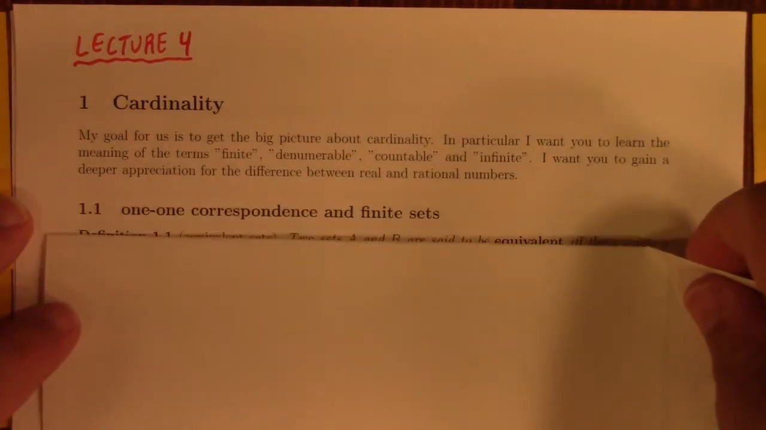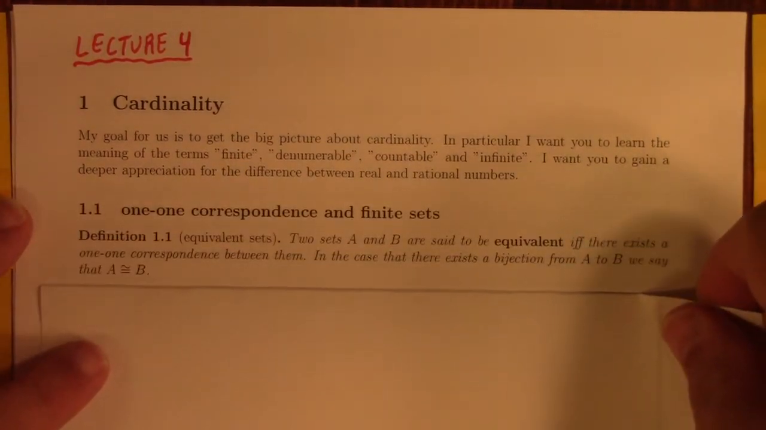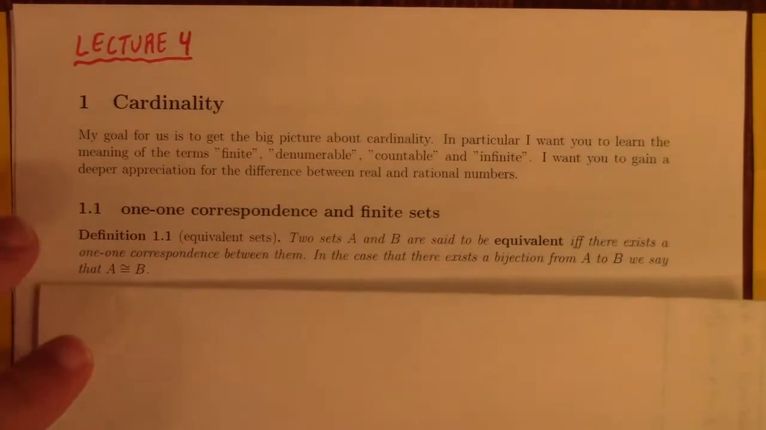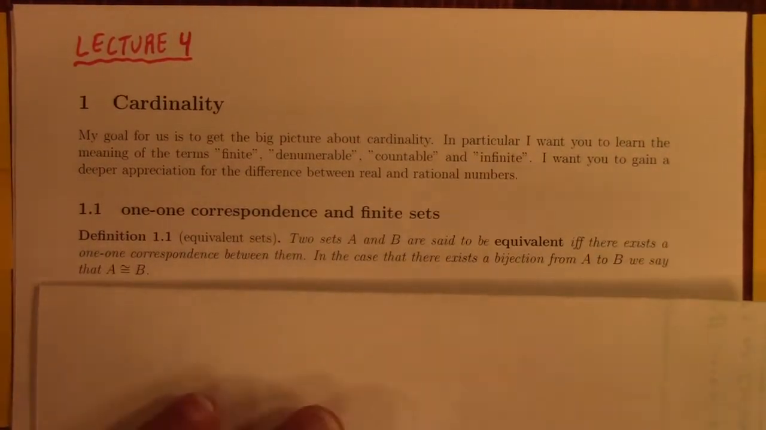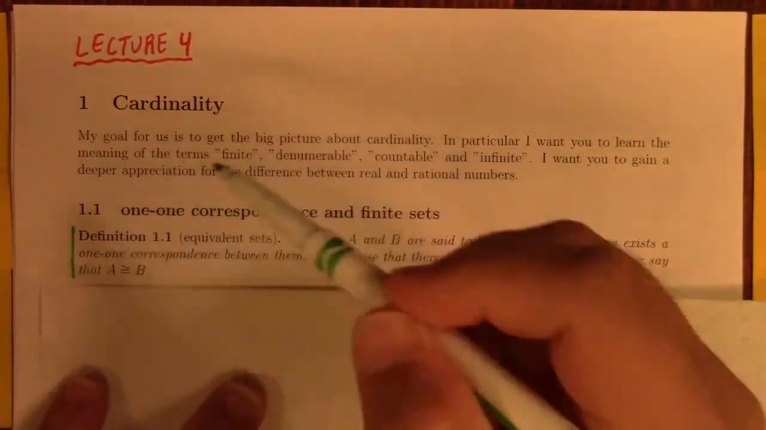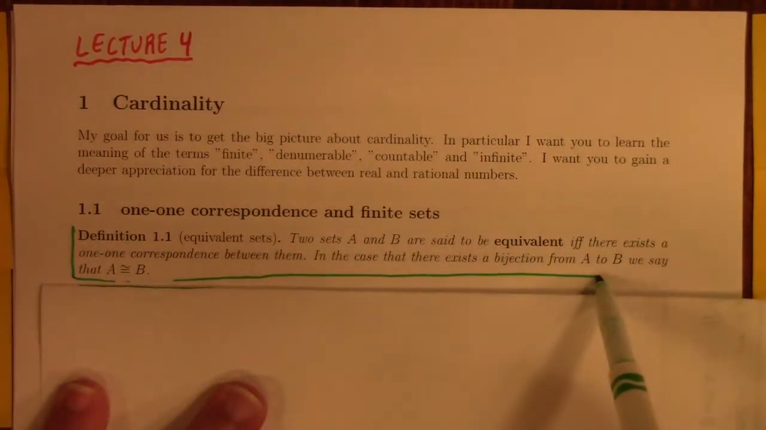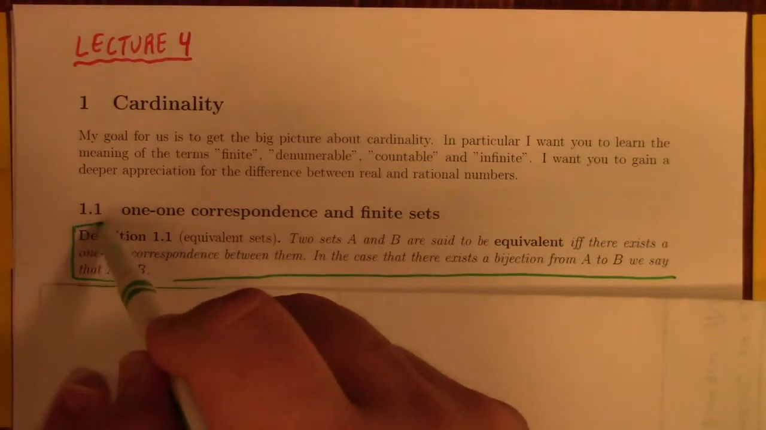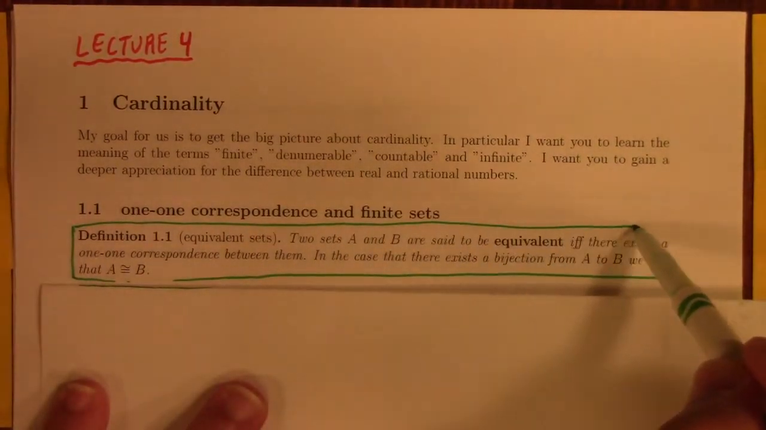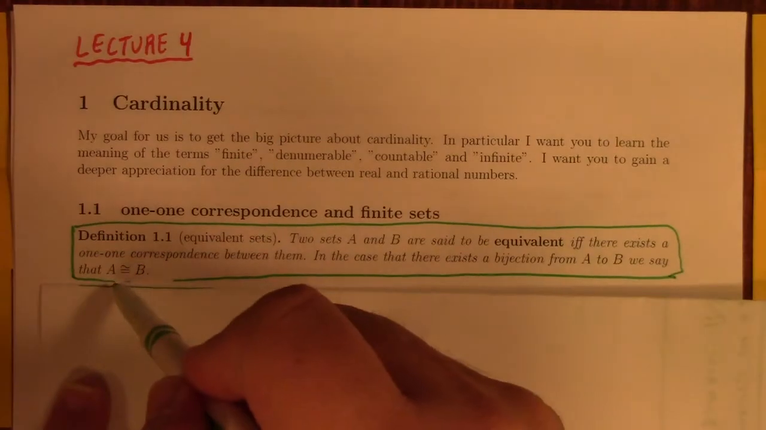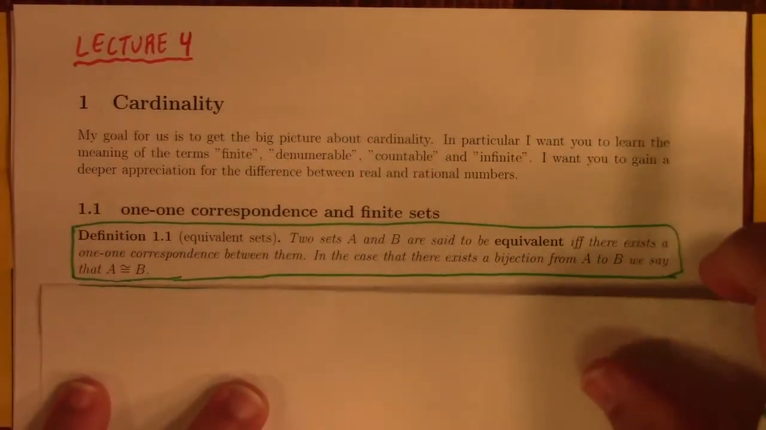Okay, so to start with, here's the fundamental definition. Two sets A and B are said to be equivalent if there exists a one-to-one correspondence between them. In other words, if there's a bijection from A to B, a one-to-one and onto map, then A and B are said to be equivalent sets.